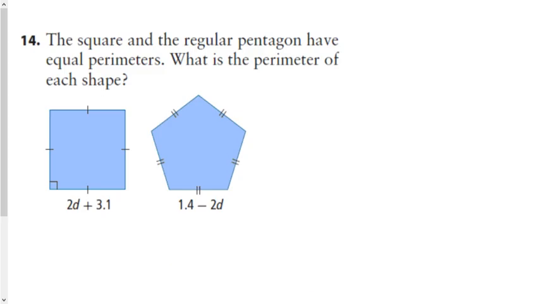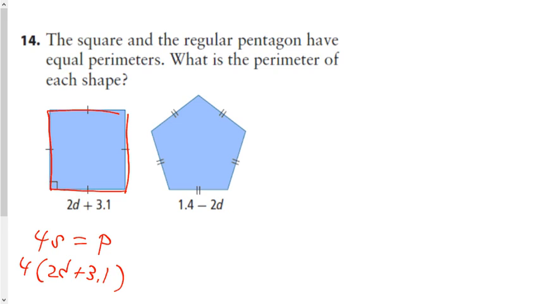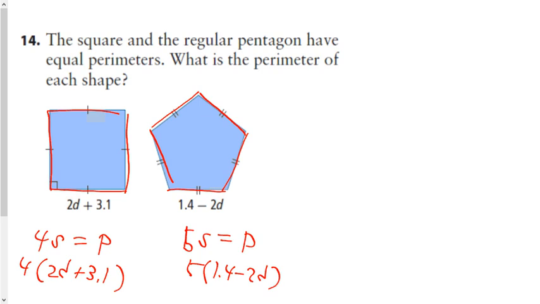Question 14, we have our perimeter question. So this is the side length, and there's 4 of them. That's the perimeter. So perimeter will equal 4 multiplied by the side length. Since this perimeter is, algebraically speaking, 4 of the 2d plus 3.1, that will equal the perimeter of the square. Since this is a pentagon, or a 5-sided equal-sided figure, the formula for the perimeter of this one will be 5s equals the perimeter, or 5 multiplied by the side length. That's the perimeter of the pentagon.